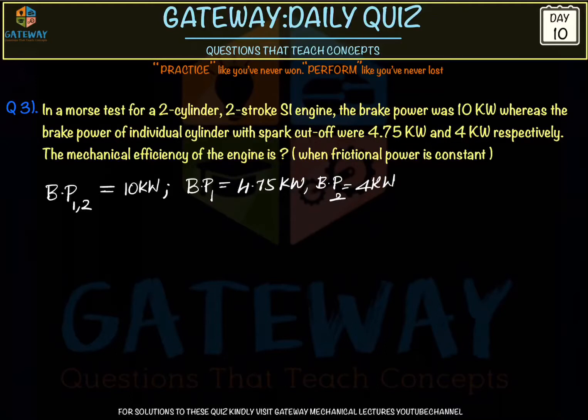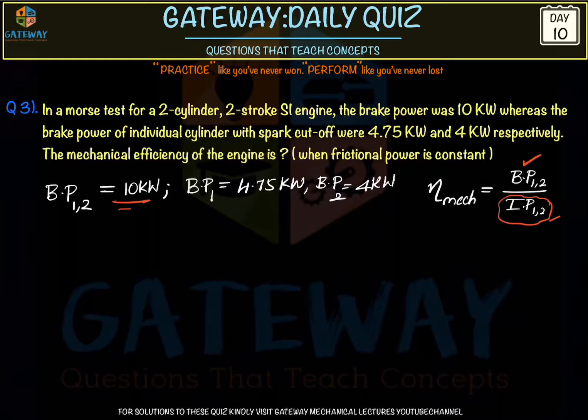And in the question they asked us to calculate the mechanical efficiency of the total engine. The mechanical efficiency is nothing but brake power total, 1 comma 2 both the engines, upon the indicated power of both the engines. So how will you go with mechanical efficiency? See here in the question, the brake power for both the engines was given. So we need to calculate the indicated power for both engines. So how will you calculate?